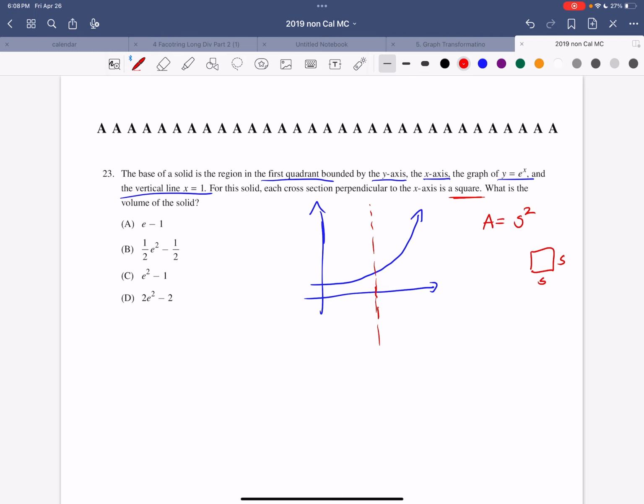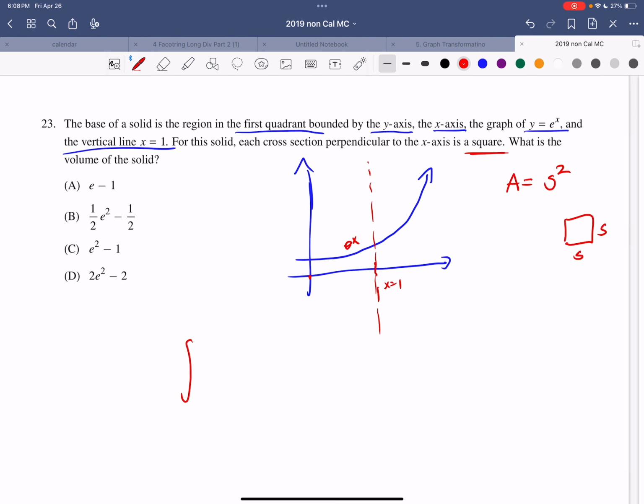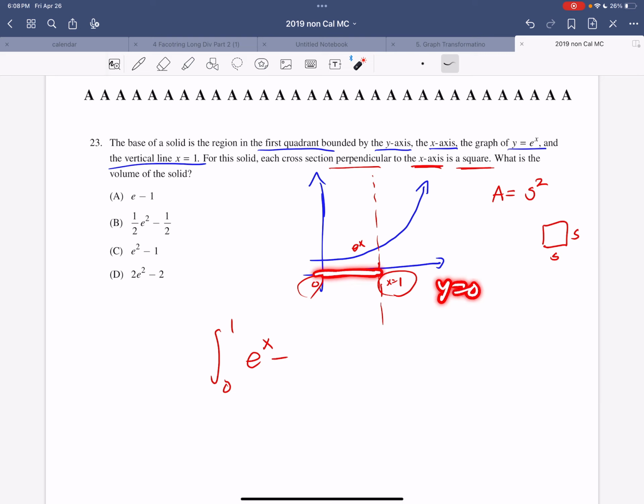So let's do it one by one. This is e to the x, and it is bounded by x equals 1. Let's do the boundaries. Perpendicular to the x-axis, so we don't have to solve for y. We're just going to go from 0 to 1. In this graph, as you can see, the top equation is going to be e to the x, no matter what, minus the bottom one, y equals 0. But do I have to write it? No, so I'm not going to write it.